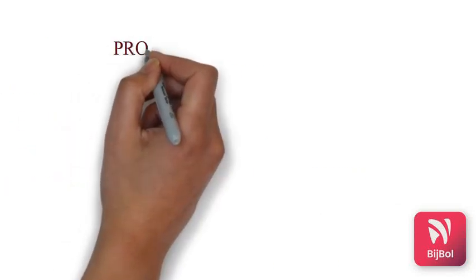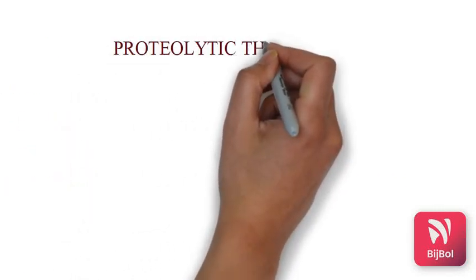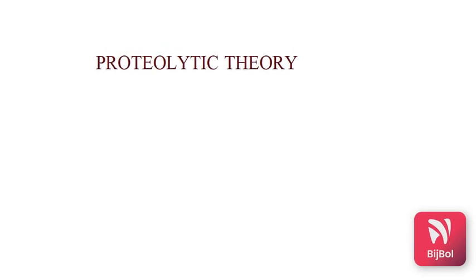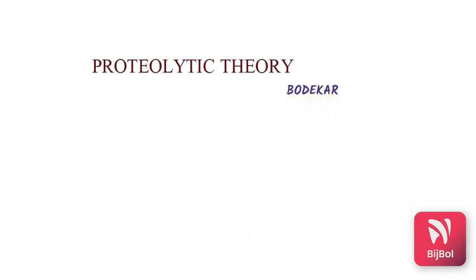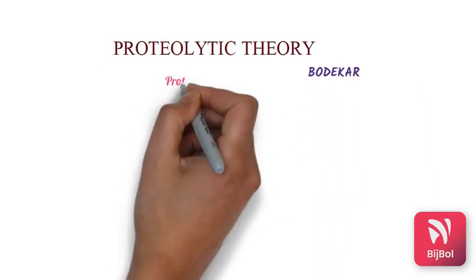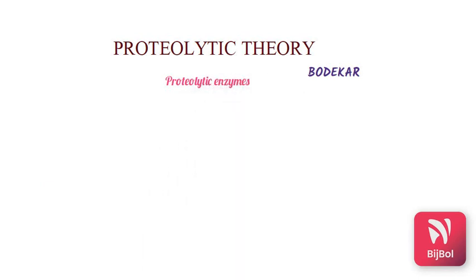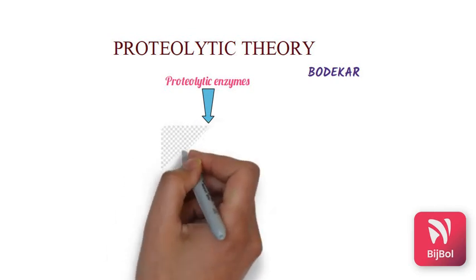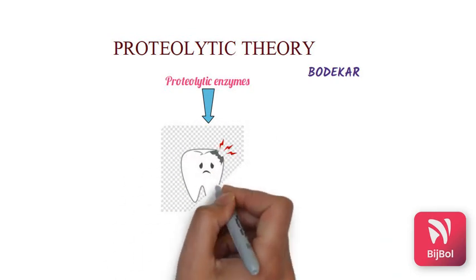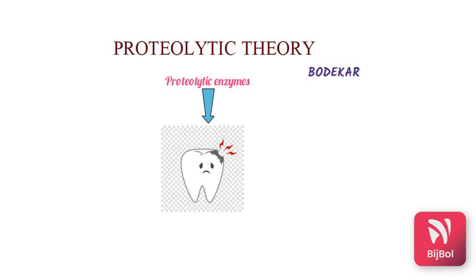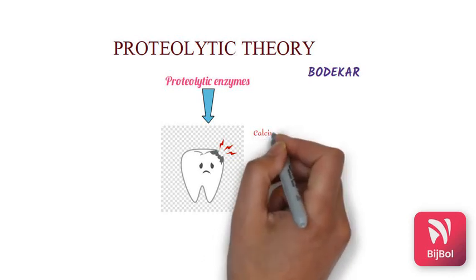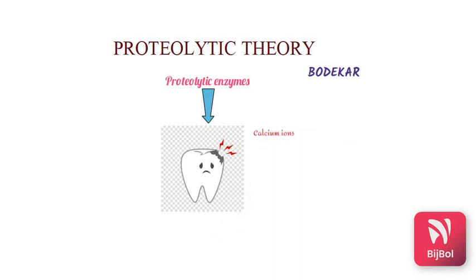Another theory would be the proteolytic theory. This theory was put forth by Bodecker in 1948. This theory states that the organic component of the enamel is first broken down by proteolytic enzymes, which open pathways for the bacteria to attack the enamel by other processes, releasing the calcium ions.